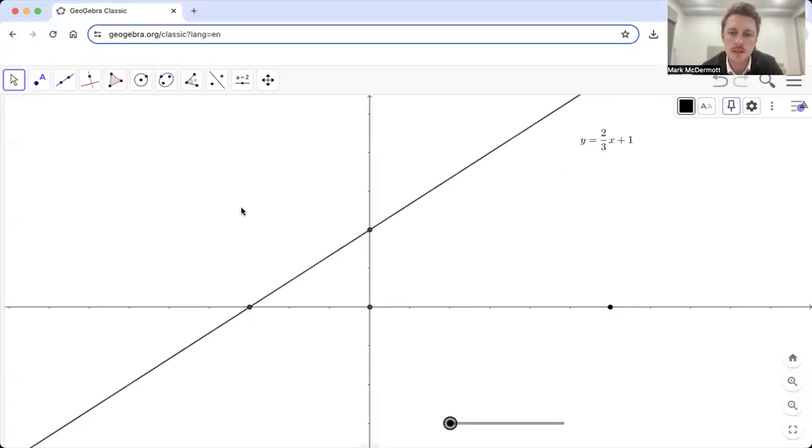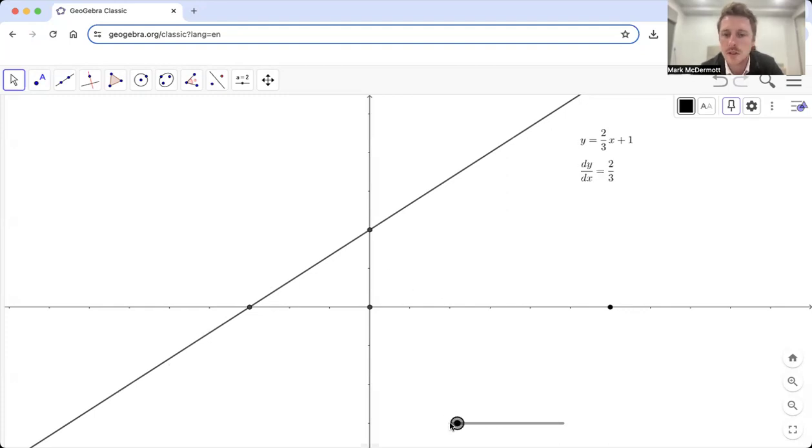What we're looking at is how to find two things. The first is the angle that a line makes with the positive direction of the x-axis. And then the next thing is finding the angle between two lines. So let's jump into it. This black line we've got here is 2/3 x plus 1.